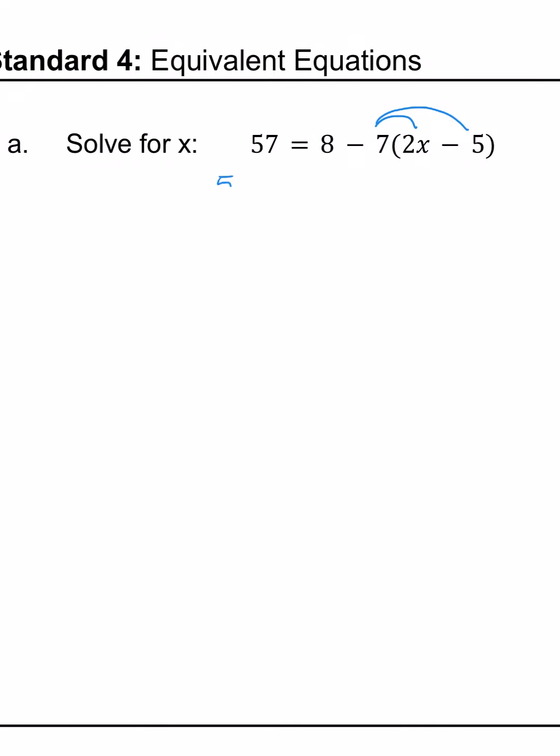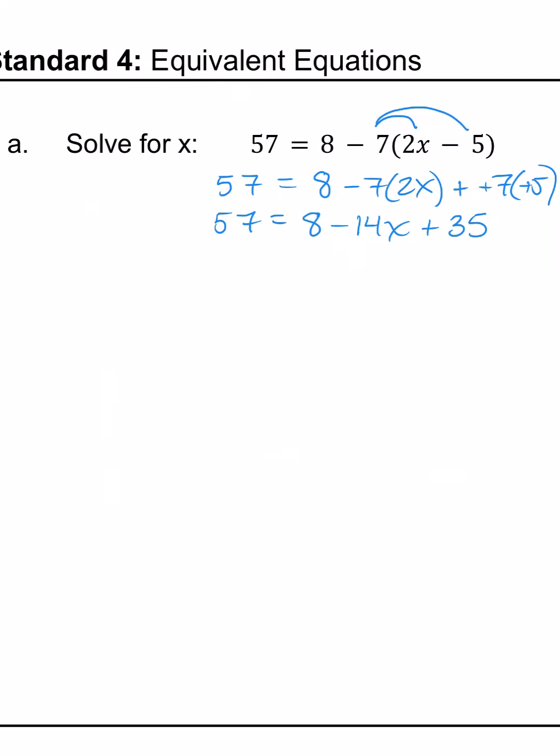All right, so I'm going to rewrite the left side because we did nothing to it. The 8 can stay the same. Now, when I distribute, we have -7 multiplied by 2x plus that same -7 multiplied by -5. I want to simplify that. I'm going to say 8 minus 7 times 2 is 14x, and a negative times a negative is a positive, so we have plus 35.